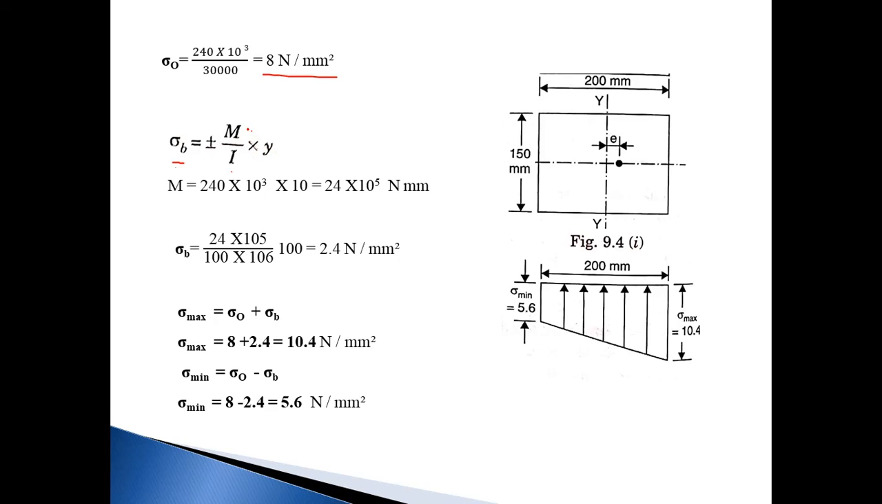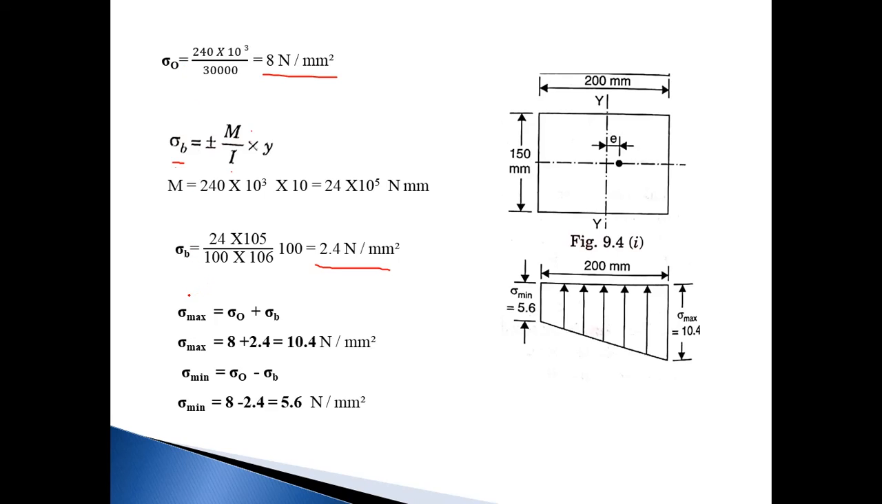Now we need to calculate the M value. M is nothing but moment, and that moment is P into e. That P value is 240 into 10 raised to 3 and e is 10. So M is equal to 24 into 10 raised to 5 Newton mm. Then put all these values in this equation. So sigma B becomes 24 into 10 raised to 5 divided by 100 into 10 raised to 6, into 100. So sigma B becomes 2.4 Newton per mm square. So this is the sigma 0 and sigma B.